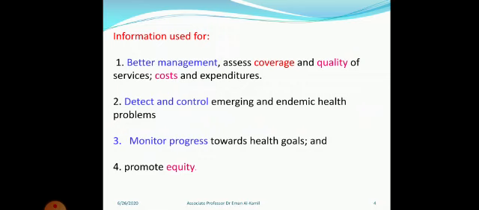Also, it is important to promote equity. One of the important goals of public health is to decrease health disparity, and it is important to achieve health equity. This means that all people have an equal level of health and an equal level of healthcare services. So it is important to achieve health equity and decrease the health disparity.